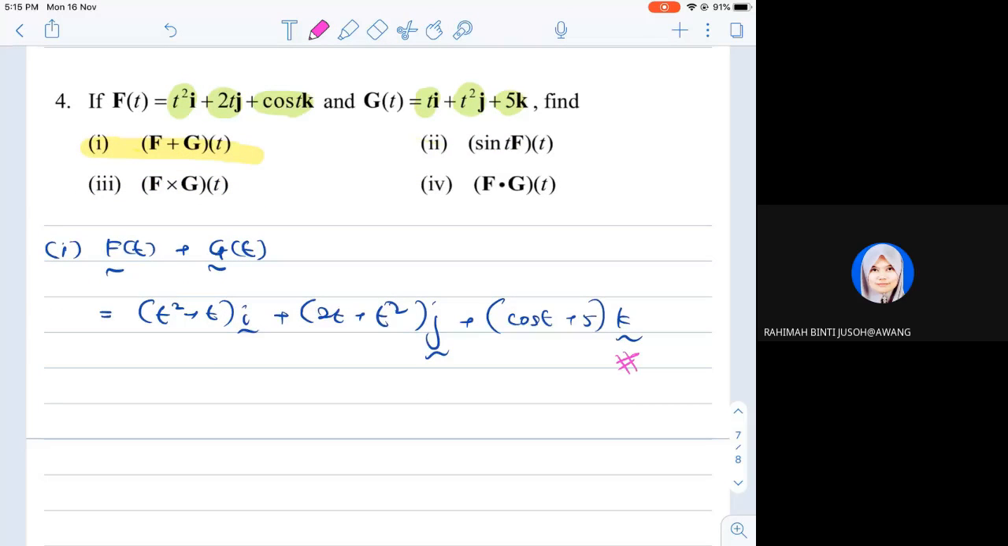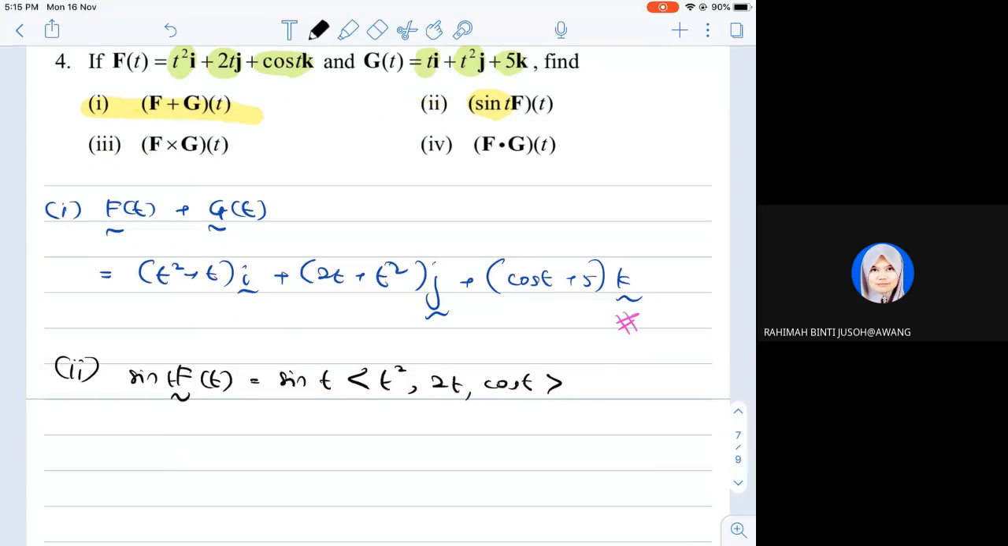Next, for question number 2, we have sine multiplied by f(t). You have sin t here, multiplied by the function f(t), which is t squared, 2t, cos t. Earlier I used i, j, k, but now I use angle brackets. It's the same, they are all vectors. So the i component should be t squared sin t, the j component is 2t sin t, and the k component is sin t cos t. That's it.